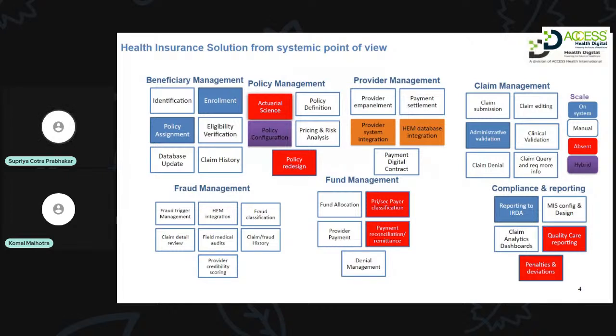The ones in red are processes that are absent in India. The ones in purple are a hybrid status, which means that some exist manually and some have some sort of a system in place. The ones in orange are the integration points. That means there are multiple of these systems available and they need to be interconnected so that they can serve the purpose.